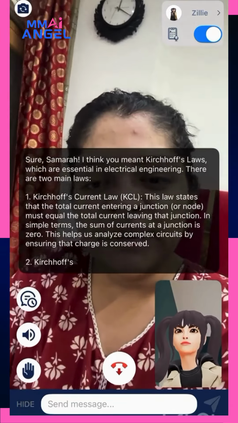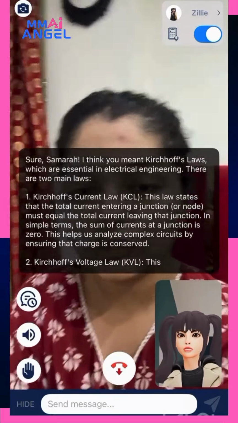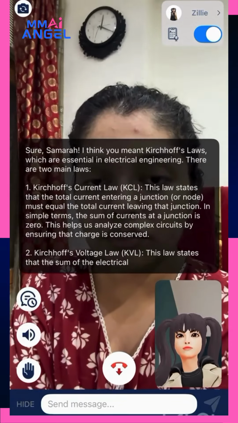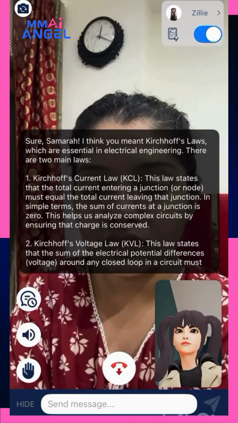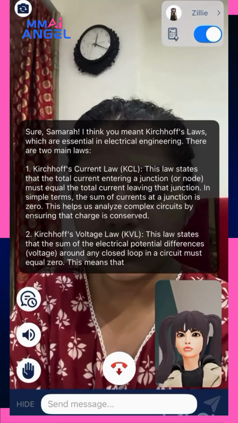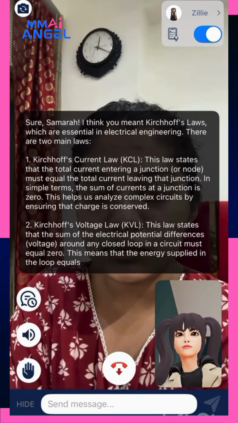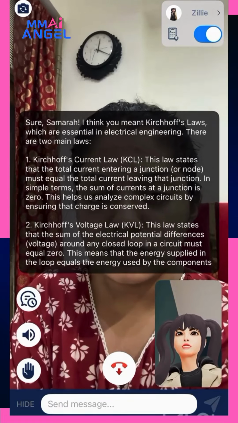2. Kirchhoff's voltage law, KVL. This law states that the sum of the electrical potential differences (voltage) around any closed loop in a circuit must equal zero. This means that the energy supplied in the loop equals the energy used by the components in that loop.